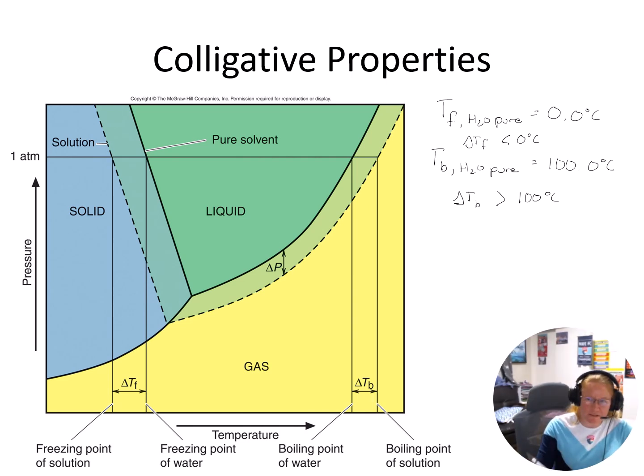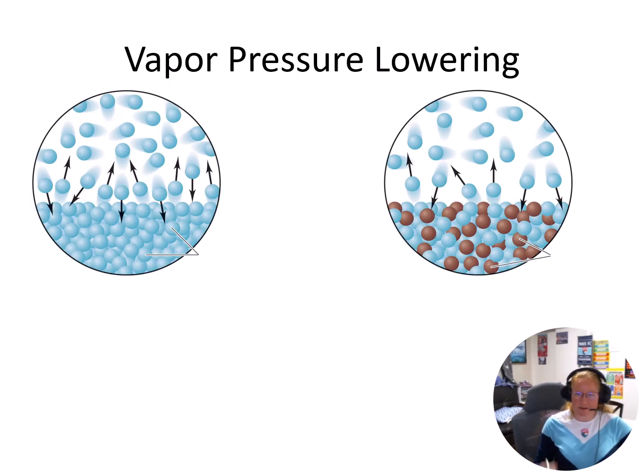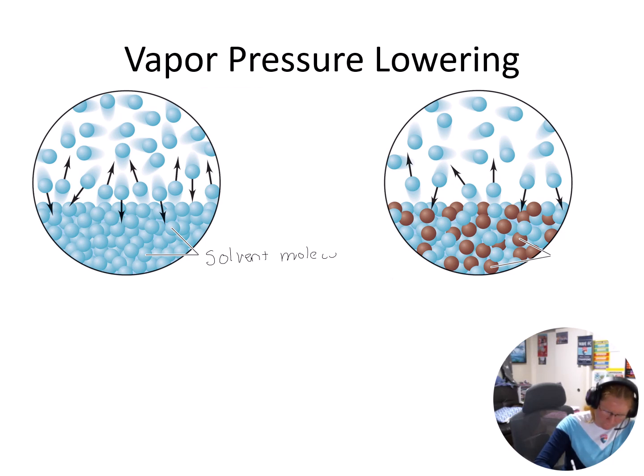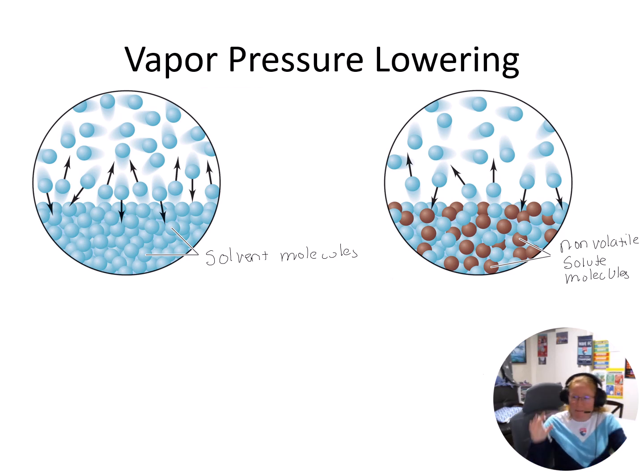Okay, but let's take a look at our vapor pressure. So here I have two diagrams. I've got a pure solvent, so in my pure solvent, I have solvent molecules. And in my solution, I have non-volatile solute molecules. Keeping in mind this non-volatile: non-volatile means something that doesn't evaporate. So like sodium chloride, that's non-volatile.